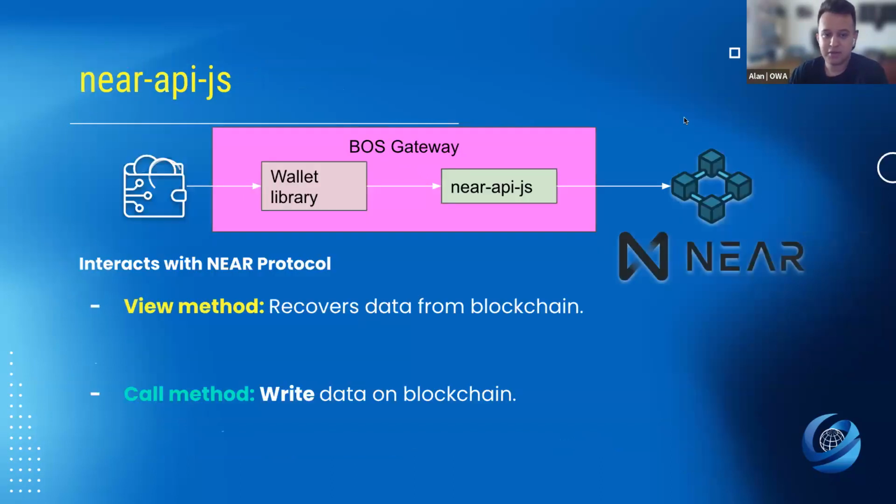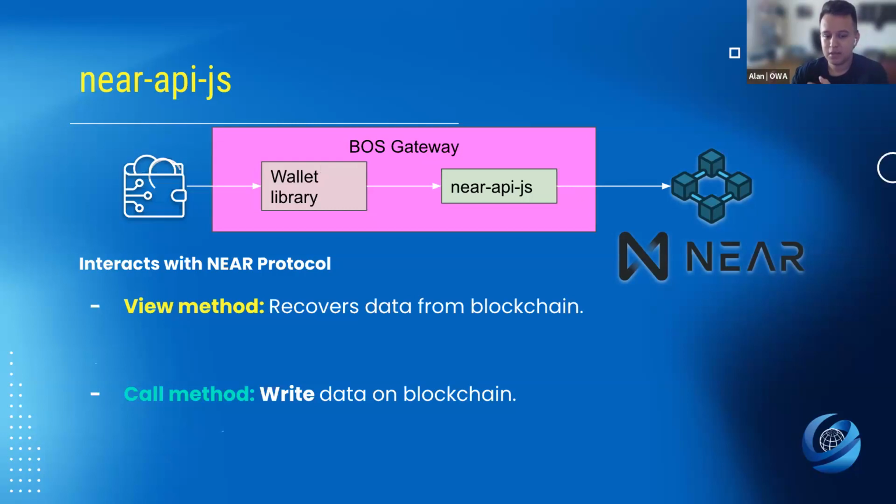If we talk especially about the NEAR API JS, obviously we have this reduced version. You can have a BOS gateway that has the NEAR API JS, and the basic idea is that we could recover two things. The first one is view methods, so you can recover data or the state from the blockchain on NEAR protocol. And the second one is a call method.